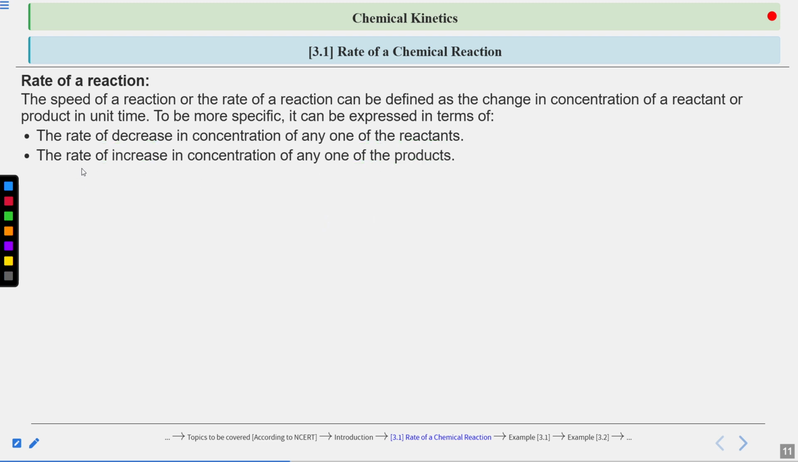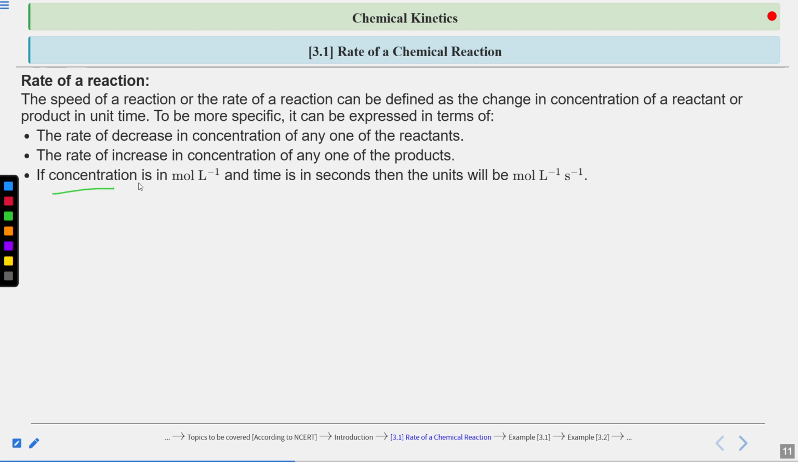Or you can also express the rate of reaction in terms of the rate of increase in the concentration of any one of the products. In the reaction, the reactant gets utilized, that means the concentration starts to decrease for the reactant. For the product, the concentration starts to increase because the product starts to form in a chemical reaction, right? So you can define the rate of reaction as the rate of decrease in the concentration of reactant or the rate of increase in the concentration of the product.